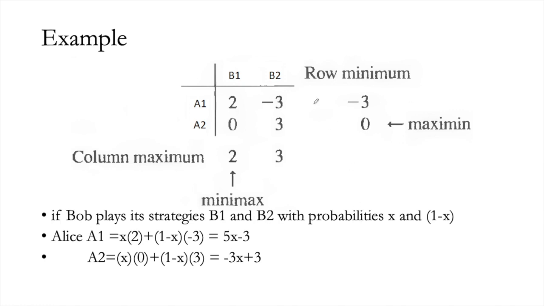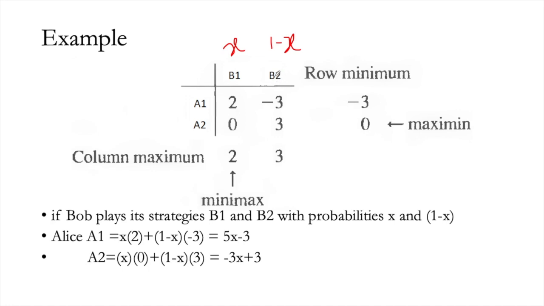So say if this is our case, both players have two strategies, B1, B2 for Bob and A1, A2 for Alice. And we know that there is no saddle point in this case. Now if Bob plays his strategies B1 and B2, since there are two strategies only, if Bob applies the first strategy with a probability of X, then since the sum of probability values is 1, the rest of the time, 1 minus X, he will apply strategy B2.